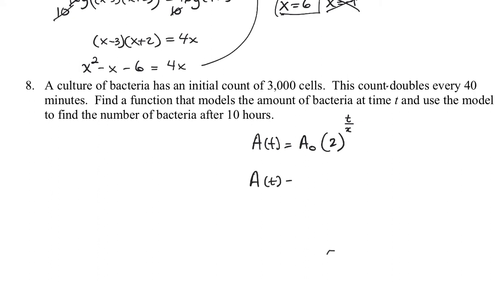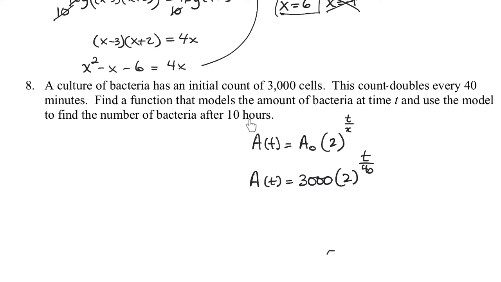The amount at any time t is equal to 3,000 times a base of 2 raised to a power of t divided by 40. So that answers this part of this question. Find a function that models the amount of bacteria at any time t. That's right here. Now we need to use the model to find the number of bacteria after 10 hours.